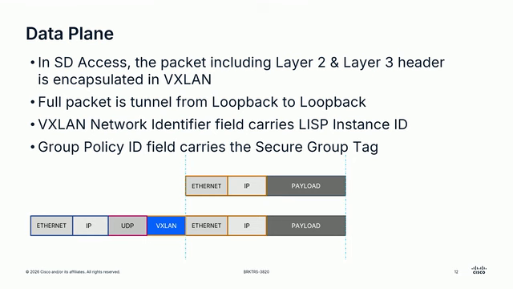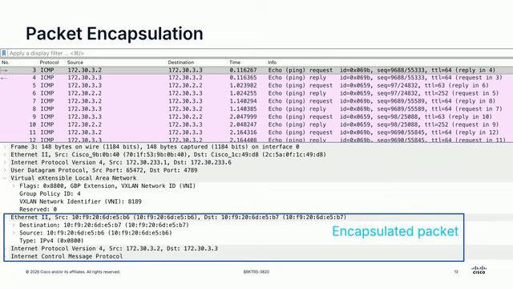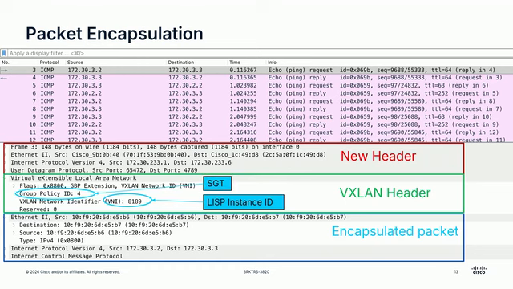So how this looks on a packet capture. This is a packet capture from my lab. It's just a simple ping going back and forth. So you can see at the bottom there's an encapsulated packet. That's the layer 2 packet that originally was received by the edge node. There's a new header that's being built to transport the packet from one edge node to the other edge node: a new layer 2 header, new layer 3 header, IP address from loopback 0 to loopback 0. And there's also the VXLAN header that contains our LISP instance ID that will tell us which overlay network this specific frame belongs to, and also the SGT, which is the secure group tag that we put into the group policy ID.